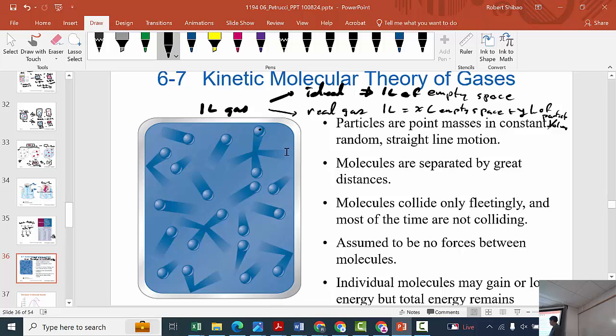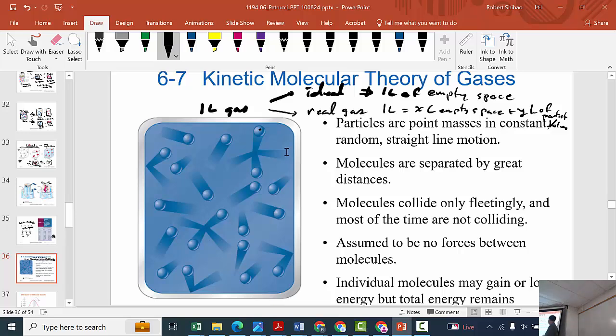Wait, even when they're really hot? Yeah, even when they're really hot. When they're hot, they're going to have more collisions. The collision frequency is going to go up, but it depends on the pressure. If the pressure is still 1 atmosphere, then, well, what great distances means is this.